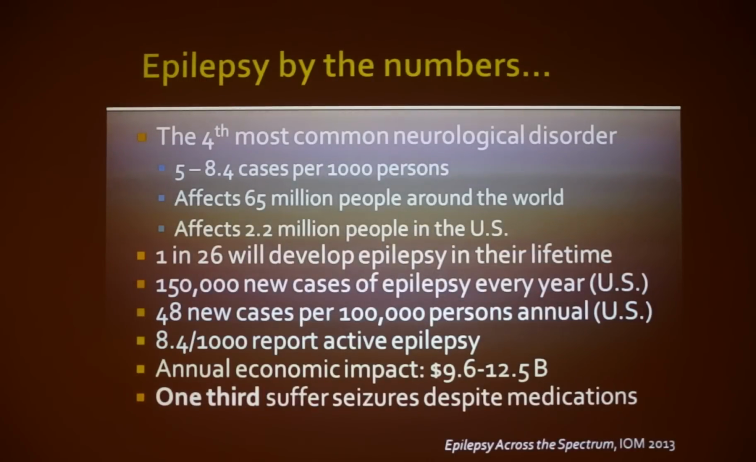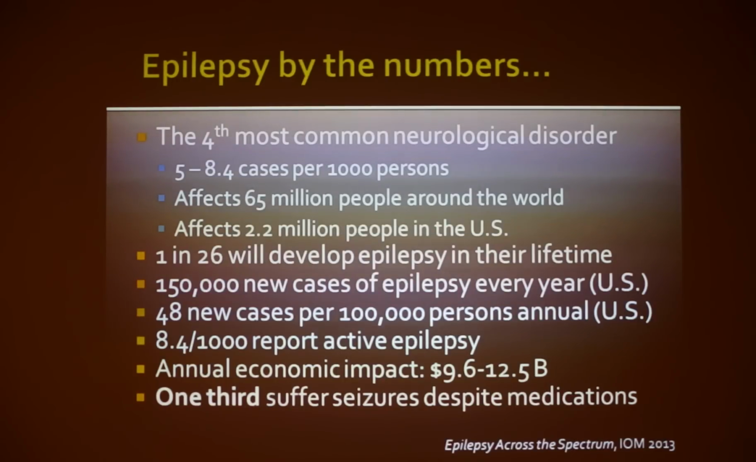Let's talk a minute about some of the numbers associated with epilepsy. It's the fourth most common neurological disorder worldwide, following stroke, migraine, and Alzheimer's dementia. It affects about 65 million people around the world and just over 2 million people in the United States. The number that probably surprises most is that 1 in 26 individuals will develop epilepsy at some point during their life.